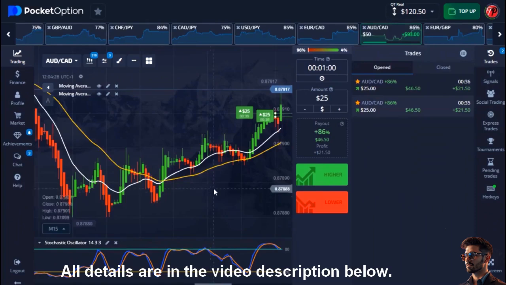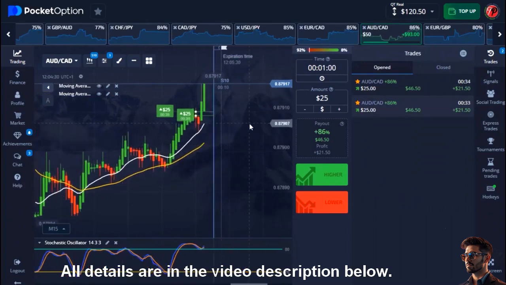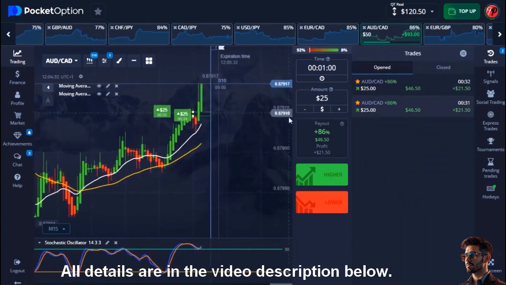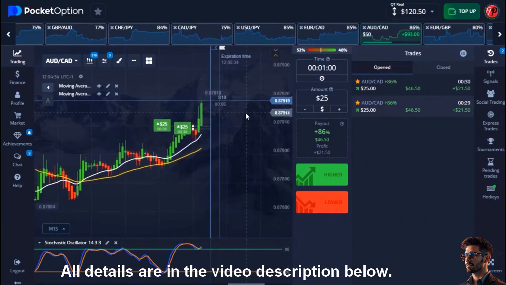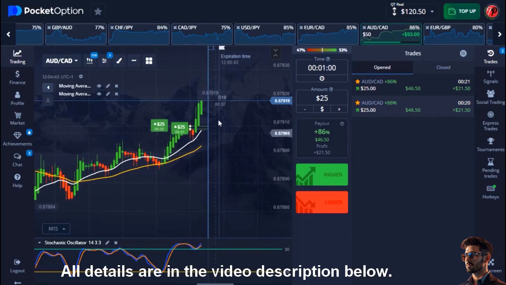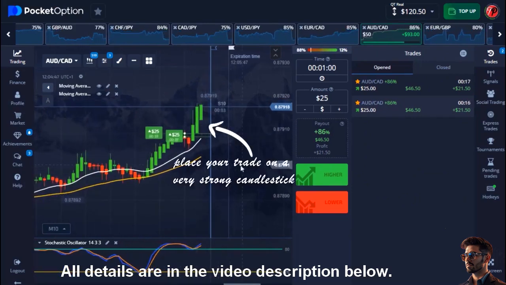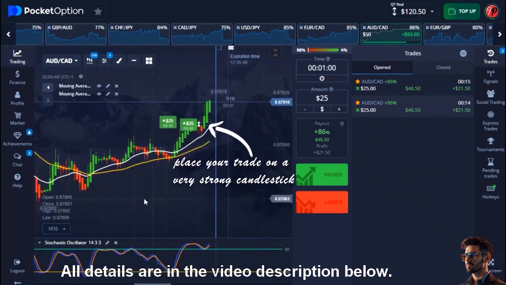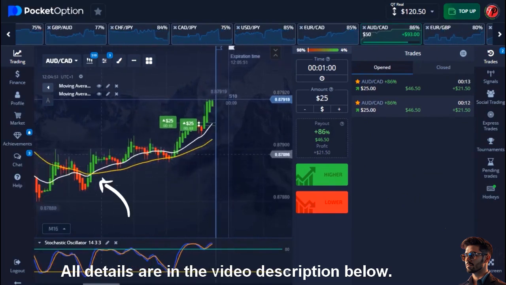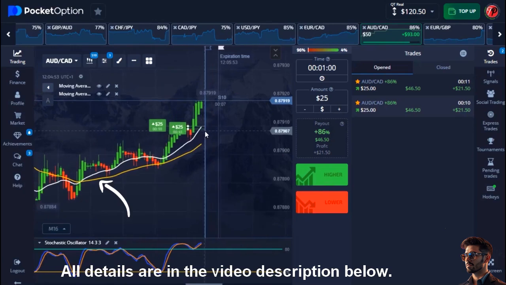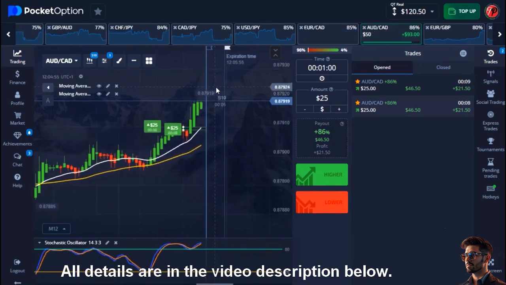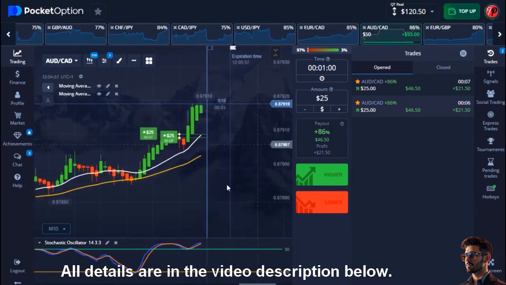All right, so guys, let's wait and see. We have like 33 seconds to close this trade, so let's wait and see if this is going to be a good one. So guys, always make sure that you're only placing your trade on a very strong candlestick. I used to mention this all the time, and make sure that the intersection of your moving average happens. See the confirmation of an uptrend before you enter a trade. I hope that is clear.